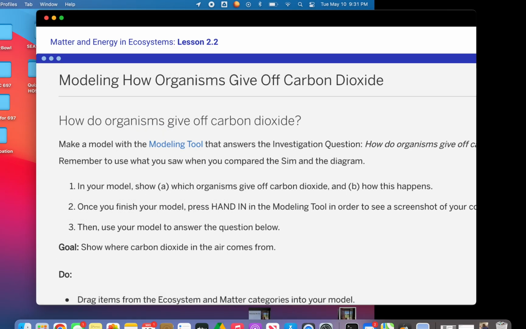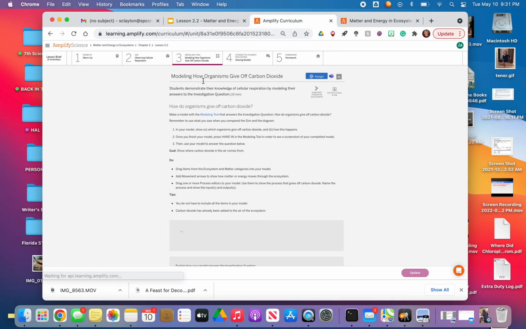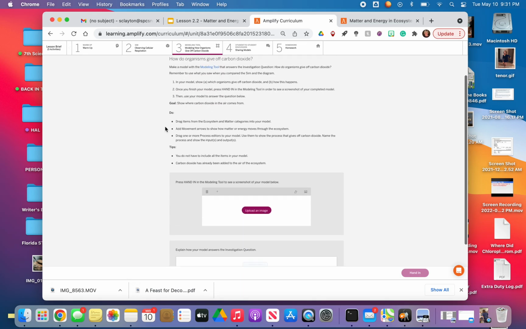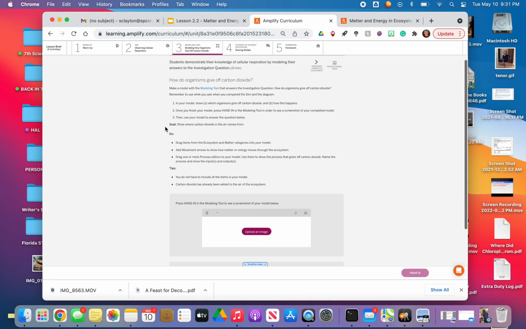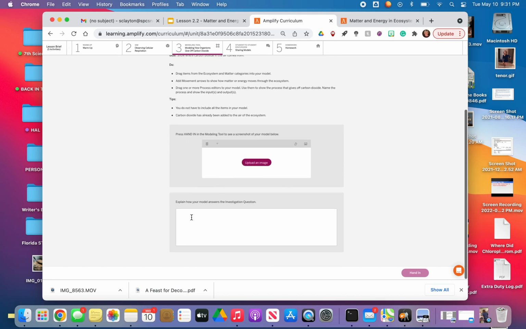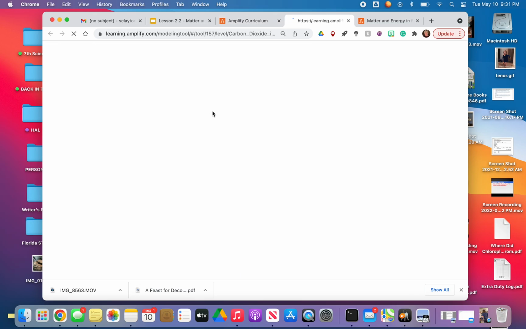Let's go ahead and go into the modeling activity. I want to show you. So we're going to just click right here. First of all, before you do that, let's take a look at your screen for activity 3. You're going to see once you make that modeling tool, it'll repopulate right here. And then you're going to come down here in this box and explain how your model answers the investigation question. Remember, the investigation question is, how is carbon dioxide given off during cellular respiration? So click on your modeling tool.